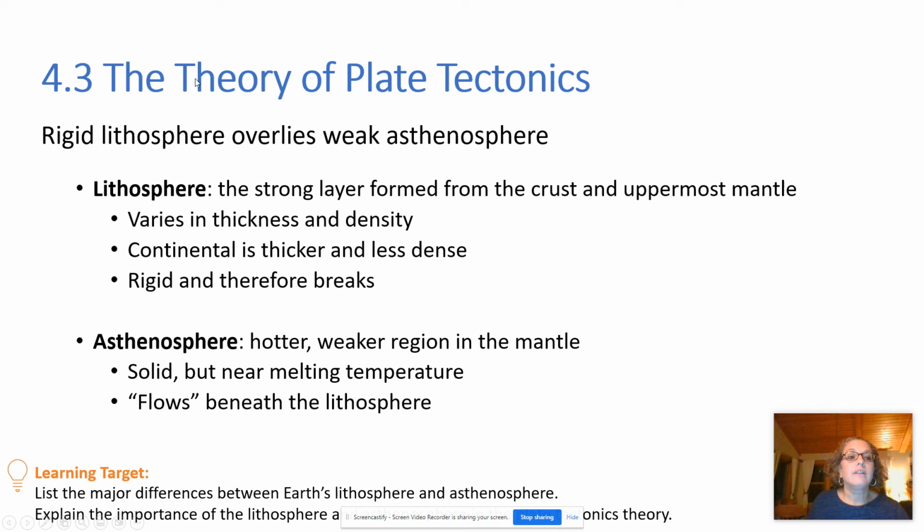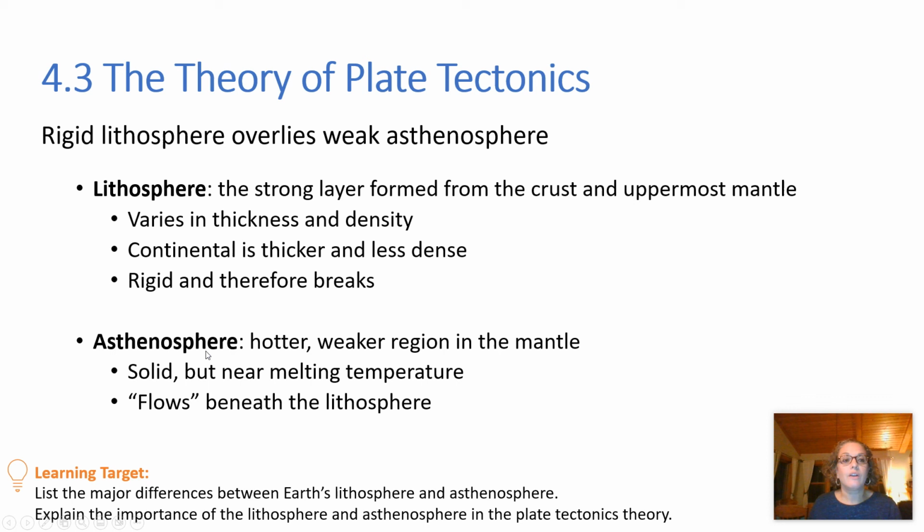So a rigid lithosphere overlies a weak asthenosphere. And these two vocabulary words here, the lithosphere and the asthenosphere, are important to be able to differentiate between the two. And in fact, that's a learning target for 4.3. And we need to be able to explain the importance of both the lithosphere and the asthenosphere in plate tectonics theory. So here they are defined for us.